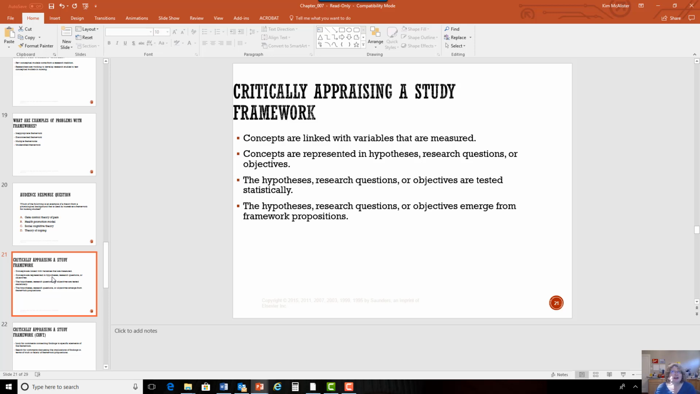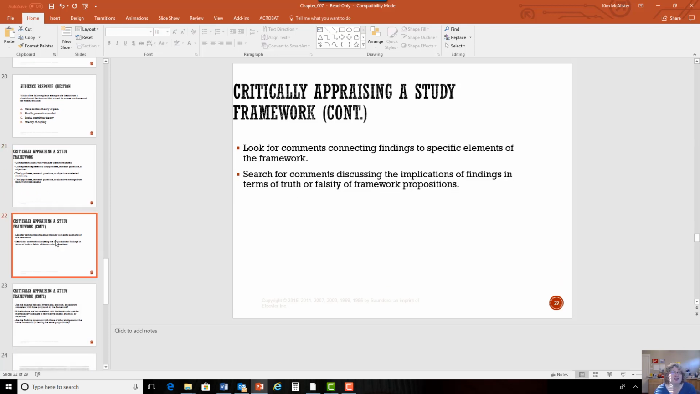You're looking at different themes or ideas or questions or problems that come up in your conversations or in your surveys, and those can be put into statistical software, and you can actually come up with statistical results. And then your hypothesis and research questions are going to emerge from the framework, from what you propose in the framework. You want to look for comments that connect the findings to specific elements of the framework.